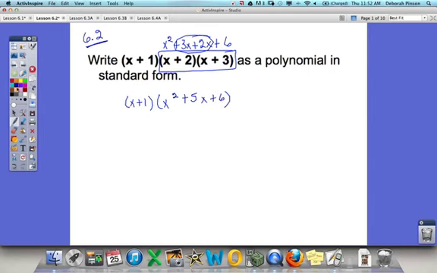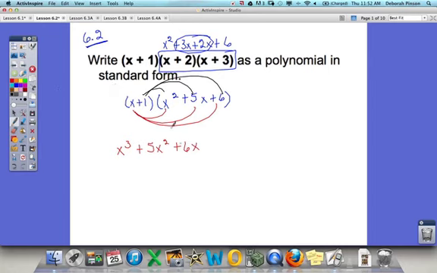And then I'm just going to go through and distribute. So I'll distribute out my x. Then I'll distribute out my 1, and then I'll combine like terms. So let's start with the x. So x times x squared is x to the third plus 5x squared plus 6x.